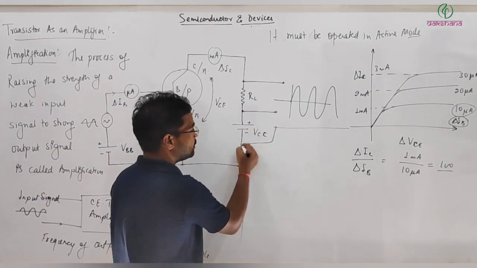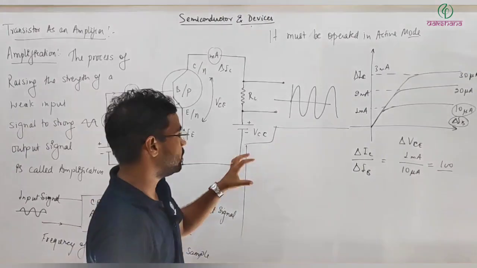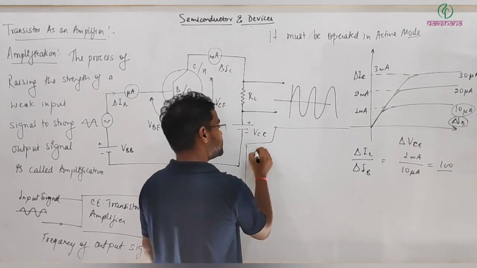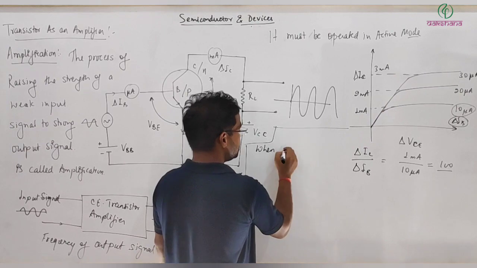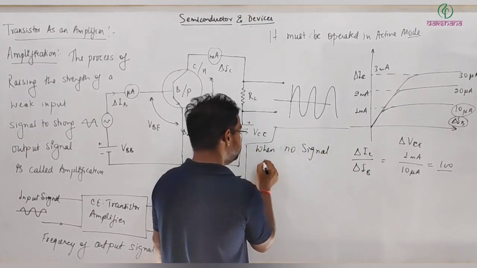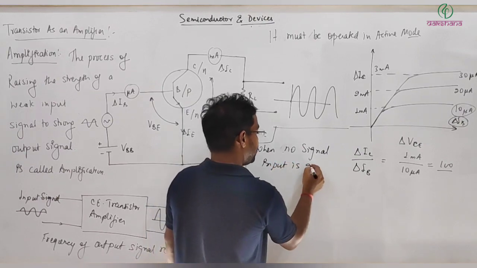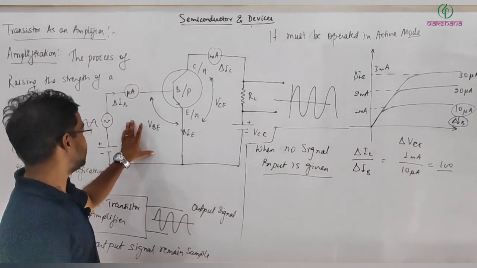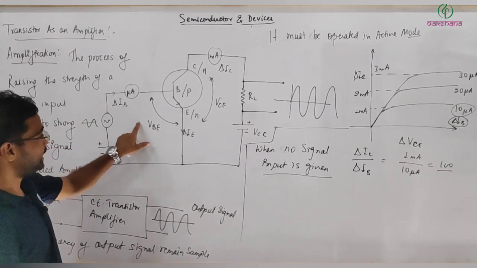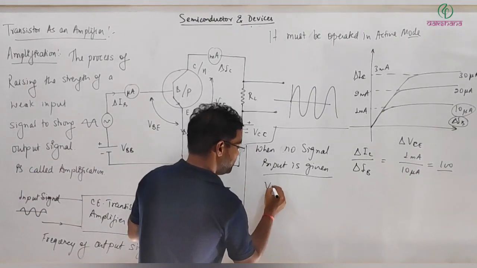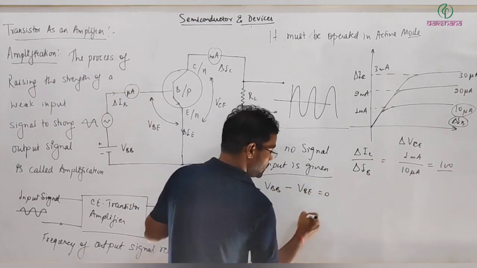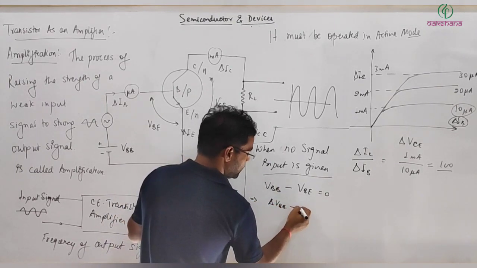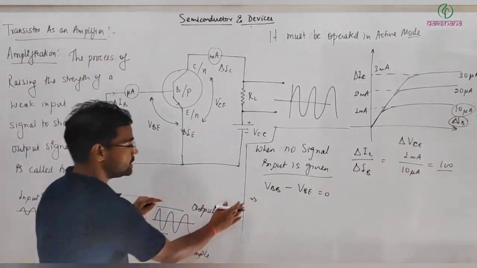So let me show you some calculation part and some amplification factors, like voltage gain and current gain, for this system. So in this situation, first one is when, let's say, no signal input is given. So when no signal is here, if I apply KVL in this loop, then I can write VBB minus VBE equal to 0, right? And if there is some change, delta VBB, actually VBB is kept constant, so this is the relation actually.